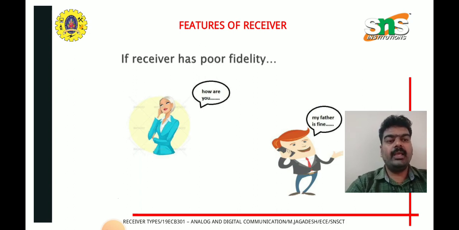And then fidelity. In fidelity, the message she is calling, he is telling, is "how are you," but at the other end the person receiving it understands "my father is fine." So this is called fidelity.